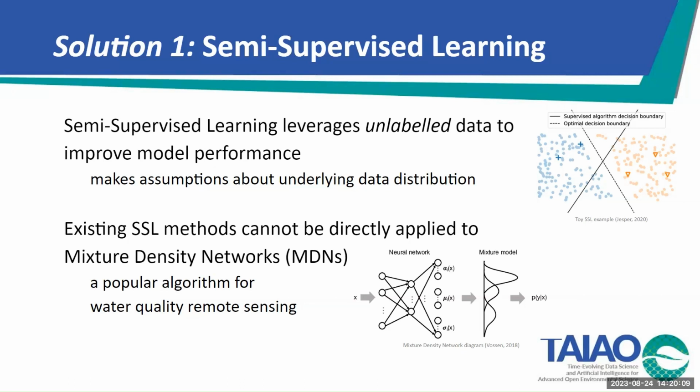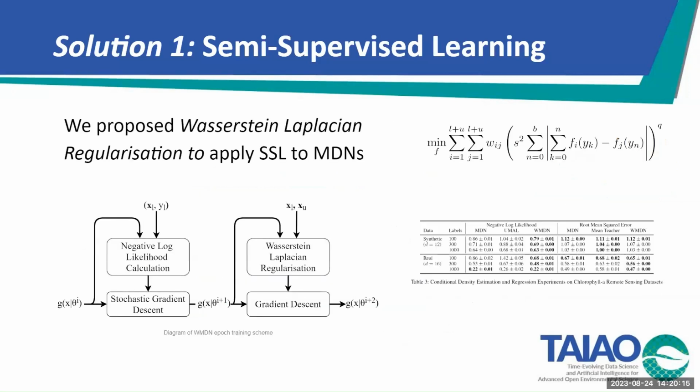And that existing semi-supervised learning methods cannot be directly applied to mixture density networks. I won't go into any details, but we proposed a method called Wasserstein-Laplacian regularization to apply semi-supervised learning to mixture density networks. Here are a few diagrams of how that works. But the cool result we found is that, by using this unlabeled data, we're able to improve the performance of our algorithms substantially.